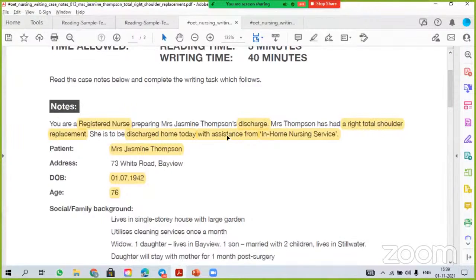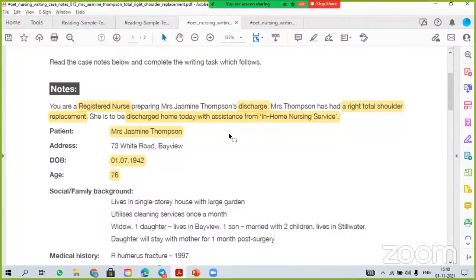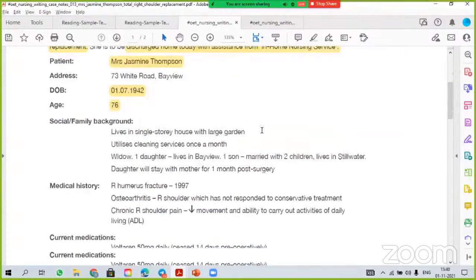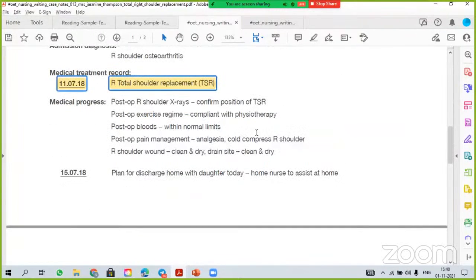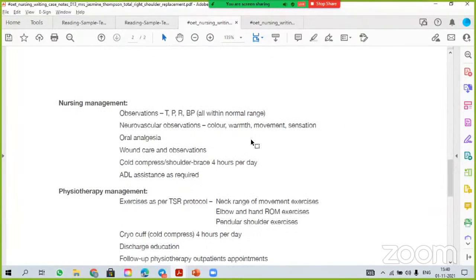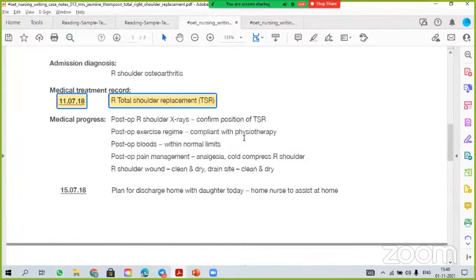She is to be discharged. That means the shoulder replacement is successful. That's why she is discharged. If it failed, then they should redo something. So they are discharging because it was successful. Now let us see here. Right total shoulder replacement, TSR. So progress. Okay, confirm position.